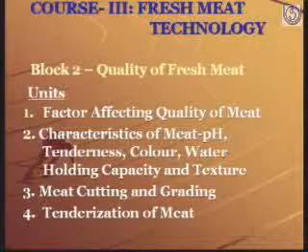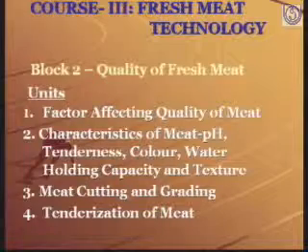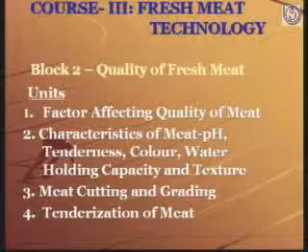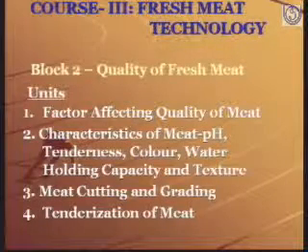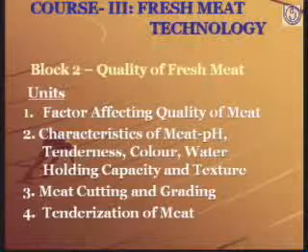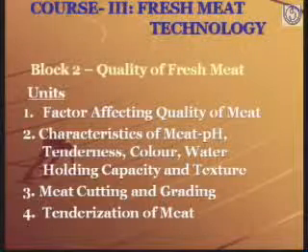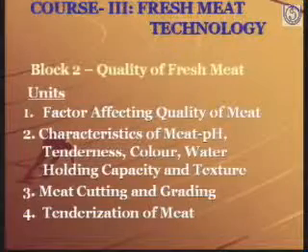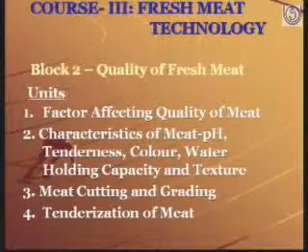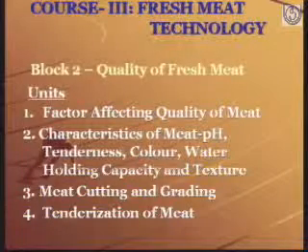This block has four units. The first unit is about the factors affecting quality of meat. The second unit is about the characteristics of meat: pH, tenderness, color, water holding capacity, texture. The third unit is about meat cutting and grading, and the fourth unit is about tenderization of meat. In the first unit, the factors affecting quality of meat, we will learn about certain factors which affect the quality of meat.